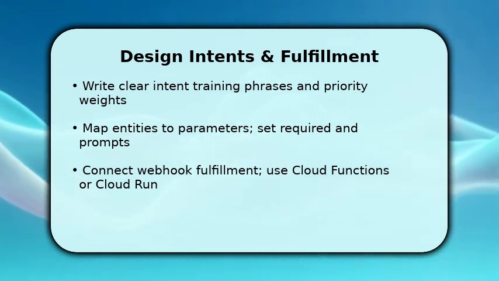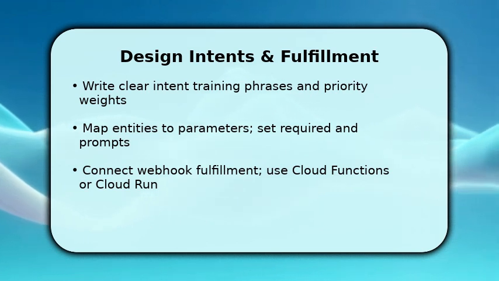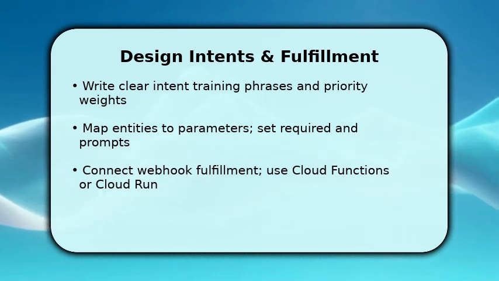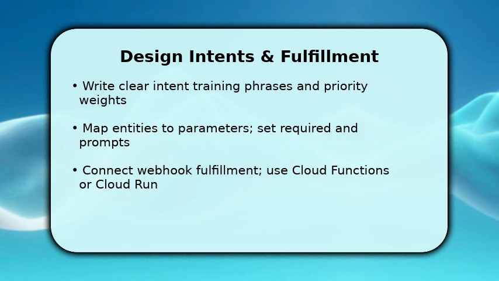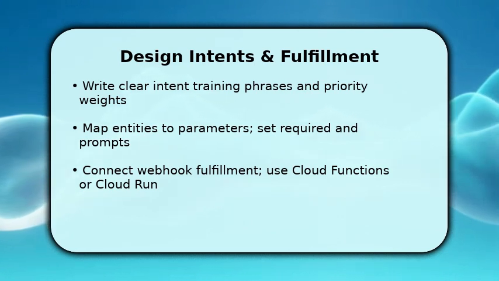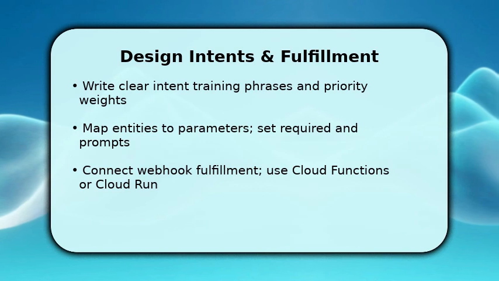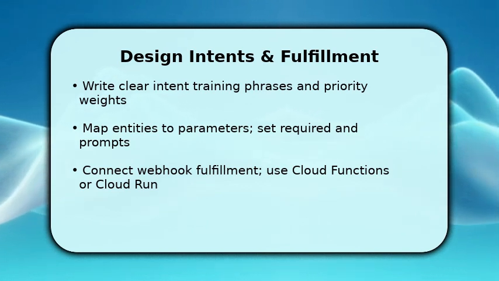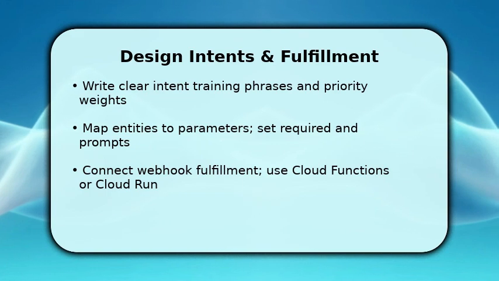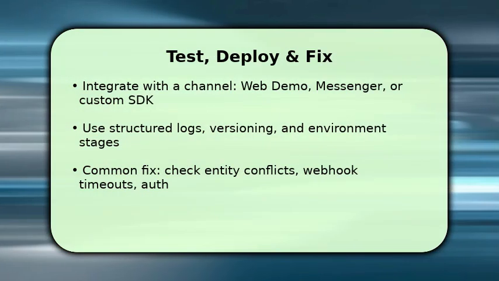Deploy a cloud function or cloud run service that receives JSON, performs business logic, and returns fulfillment messages or follow-up events. Make sure to test with the simulator and log request/response payload. Finish by integrating your agent into a channel. Use the web demo for quick checks or configure Messenger/API for production.